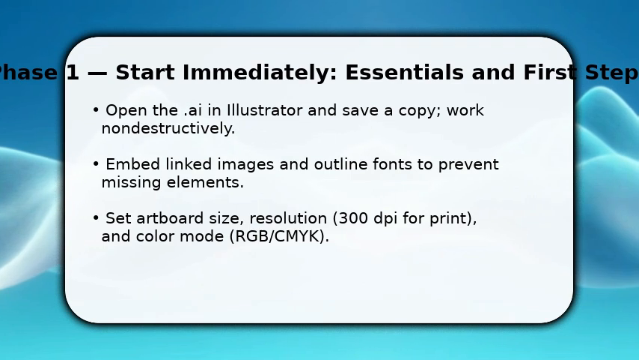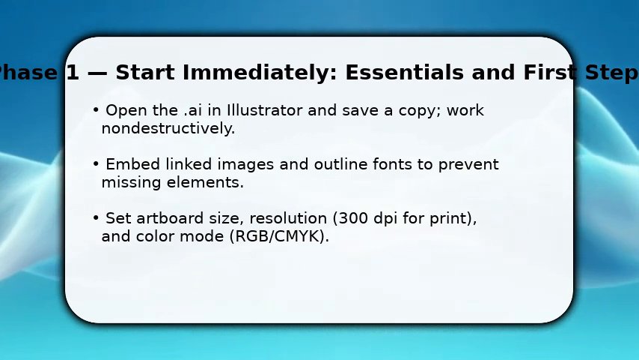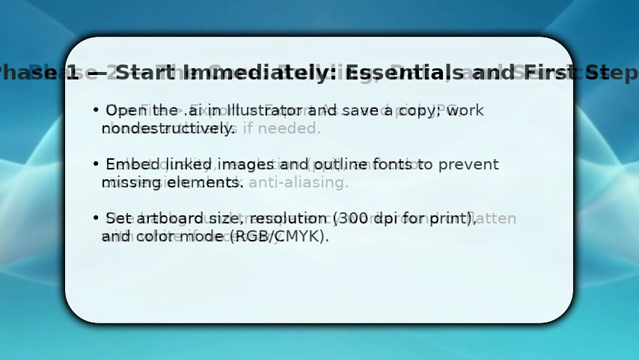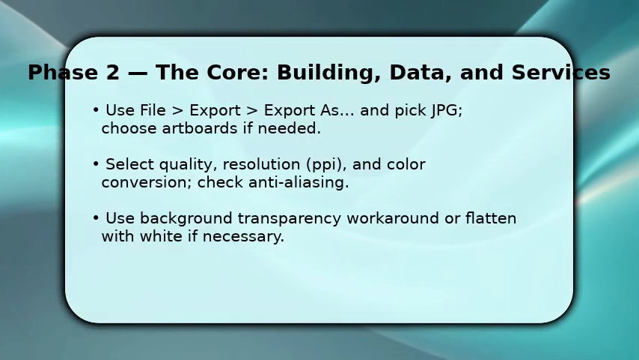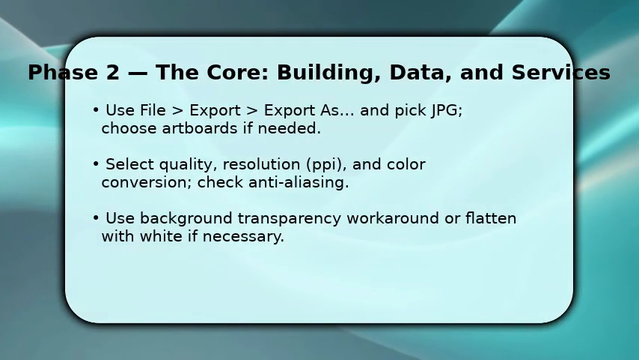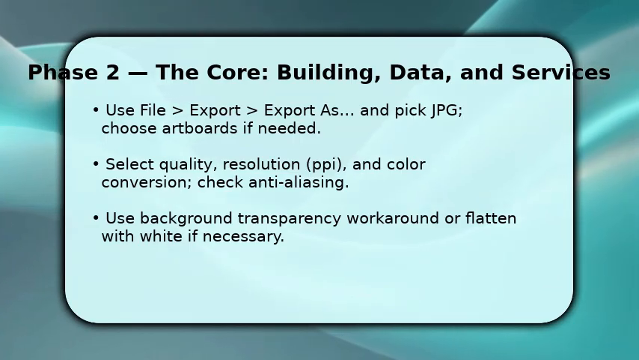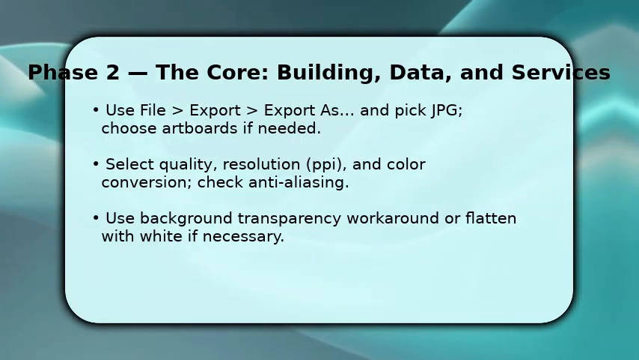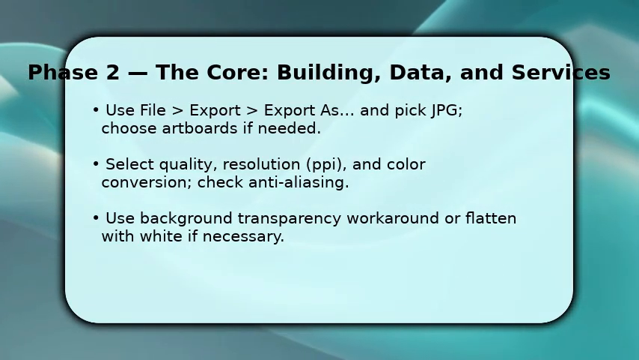Don't skip embedding or resolution steps because they determine final quality. You now go to File, Export, Export As, and choose JPG. Select the artboards you need and hit Export. In the JPG Options dialog, pick Quality and specify Resolution.